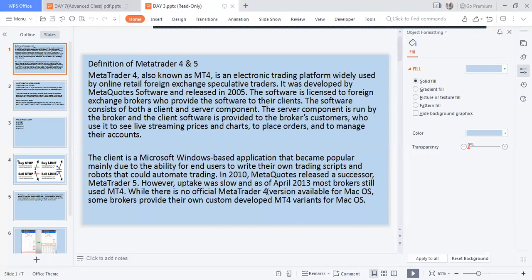Let's just give a quick discussion on MetaTrader 4. MetaTrader 4 is an electronic trading platform widely used by online retail foreign exchange speculative traders. It was developed by MetaQuotes Software and released in 2005. The software is licensed to foreign exchange brokers who provide it to their clients. It consists of both client and server components.